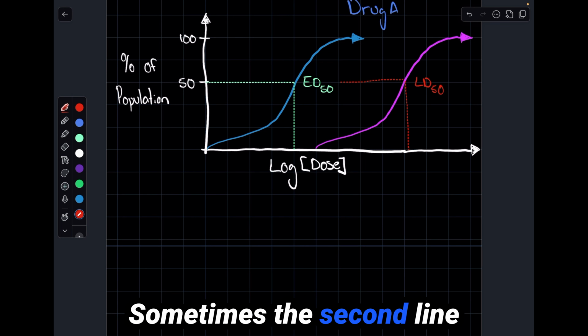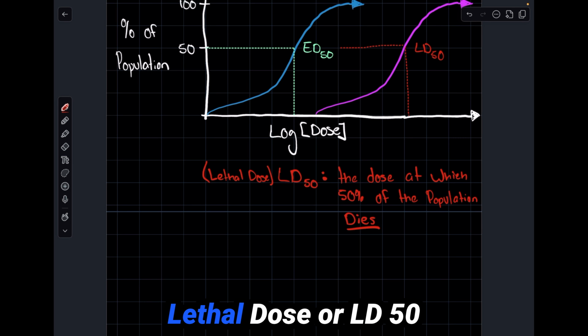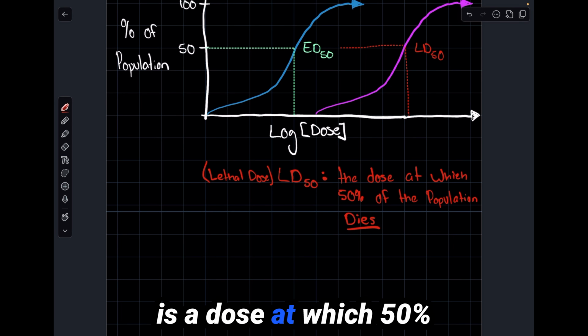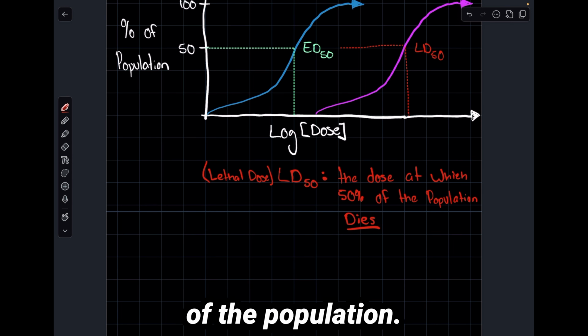Sometimes the second line in the curve will be LD50, which represents lethal dose. Lethal dose, or LD50, is a dose at which 50% of the population dies. This is the dose of the drug that kills 50% of the population.